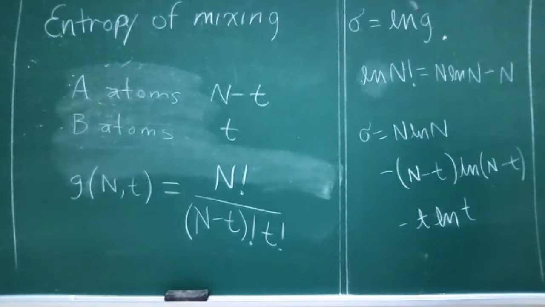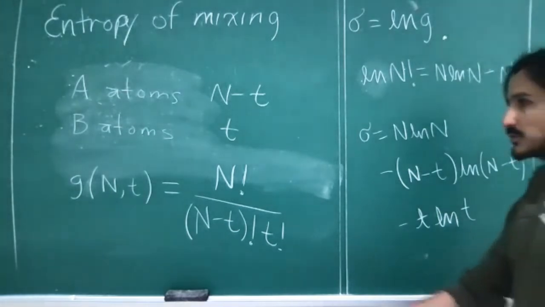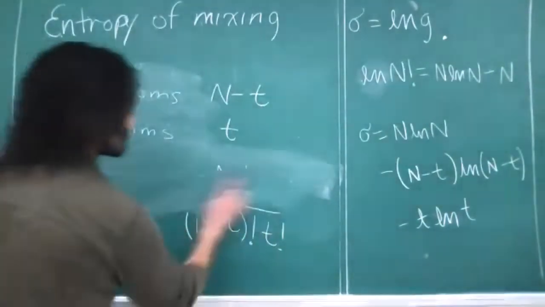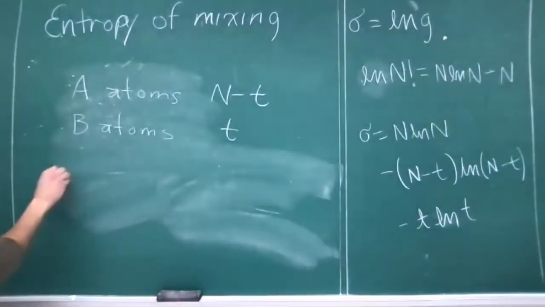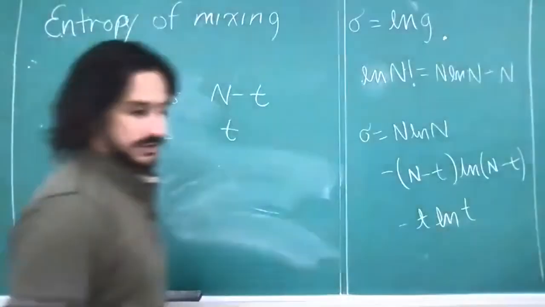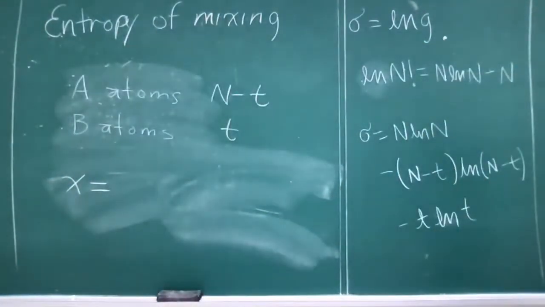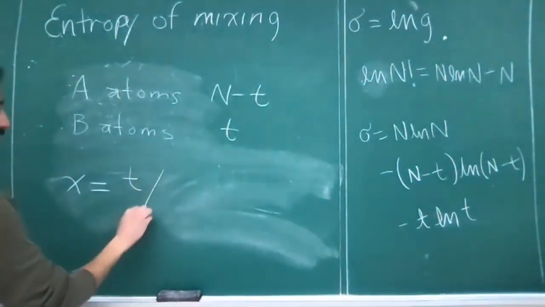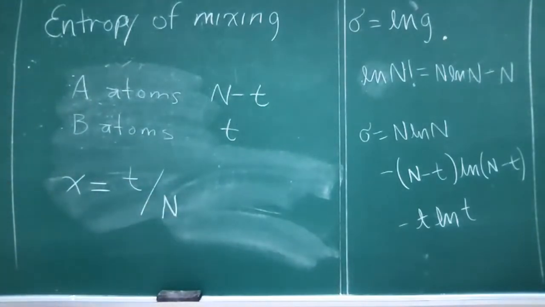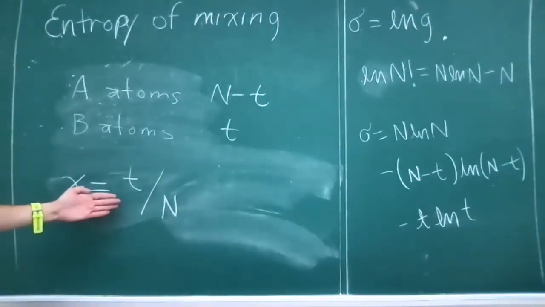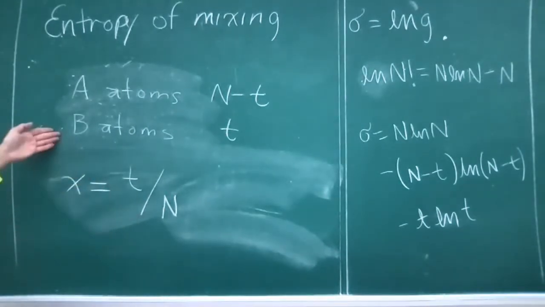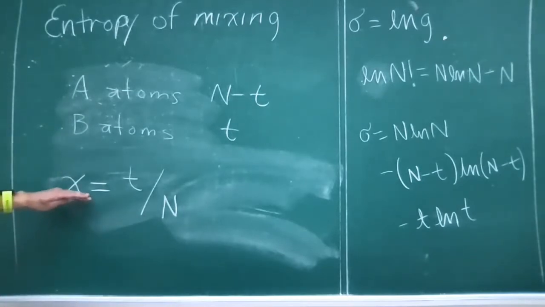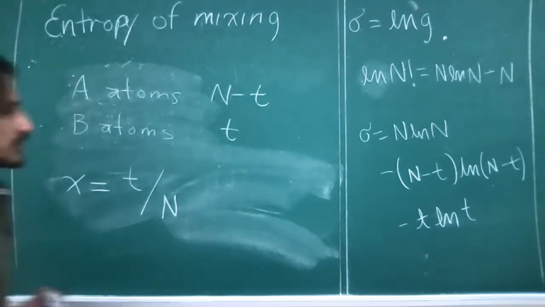And we can make a substitution. So let's call x the composition. So it's going to be T, the number of B atoms, divided by N, the total number of atoms. So this is the percentage or the fraction of B atoms. And so the fraction of A atoms is going to be 1 minus x. Okay, so we get the two things.